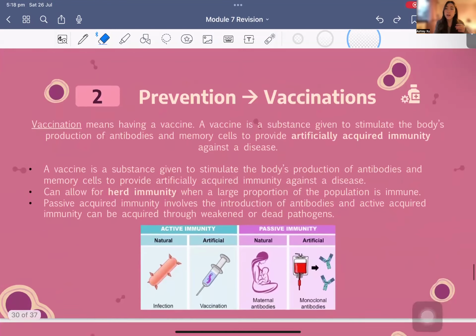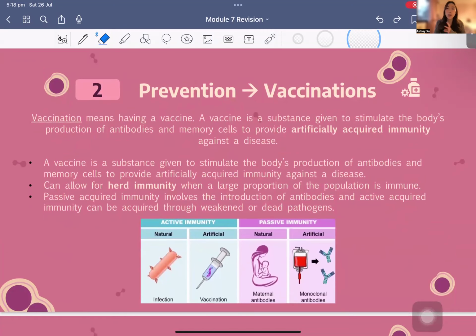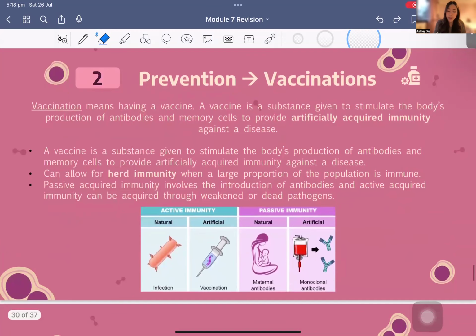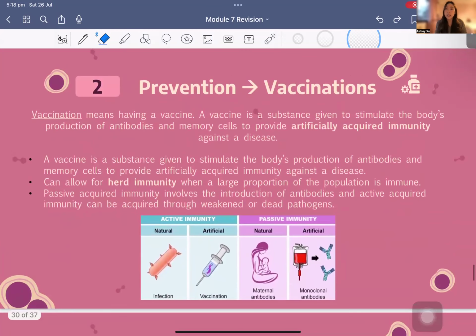There are some other diseases that are nearly eradicated, like polio, still a couple in developing countries, but we are nearly there. So it is very important. Okay, some key terms. Vaccination means having a vaccine. A vaccine is a substance given to stimulate the body's production of antibodies and memory cells. So we're trying to get the immune system to produce our memory B and T cells, just so we get that secondary immune response, where we have a faster and more effective response when the body actually encounters the real pathogen. And this provides artificially acquired immunity.